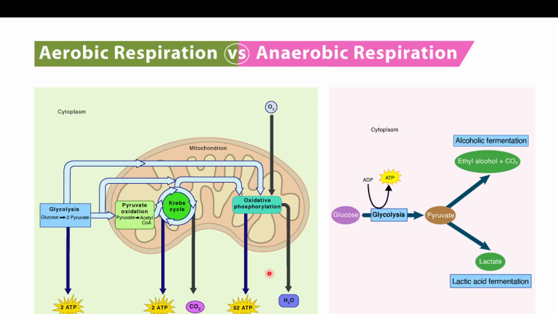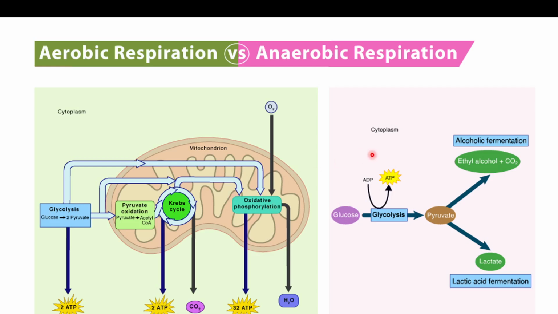So each of these molecules, when they enter the ETS pathway or oxidative phosphorylation in the mitochondria, in the mitochondrial inner membrane, what happens here is that NADH molecules eventually give rise to 3 ATP molecules and FADH2 gives rise to 2 ATP molecules.